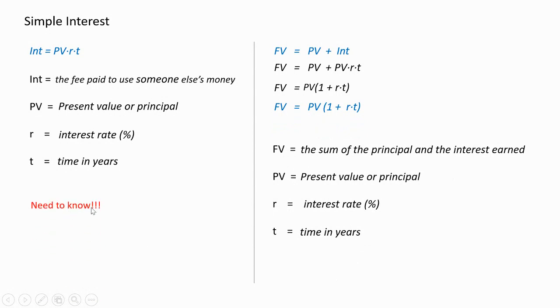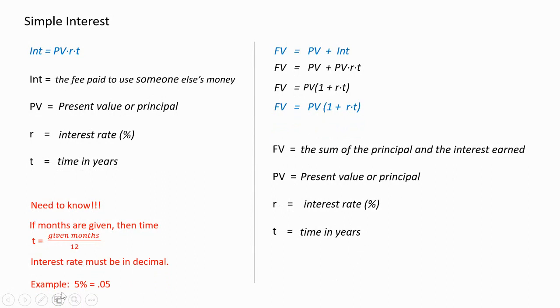Okay, first of all, this is what you need to know. If the months are given, then time equals given months divided by 12. This is a common mistake that students make because they don't give you the time in years. They might give you the time in months, like say 6 months, and then students will put 6 for the T, which means 6 years, but it's not true. So if they give you months, you divide it by 12. And the interest rate must be in decimal. Okay, so for example, 5% equals 0.05. You're going to move the decimal place 2 places to the left and take away the symbol.